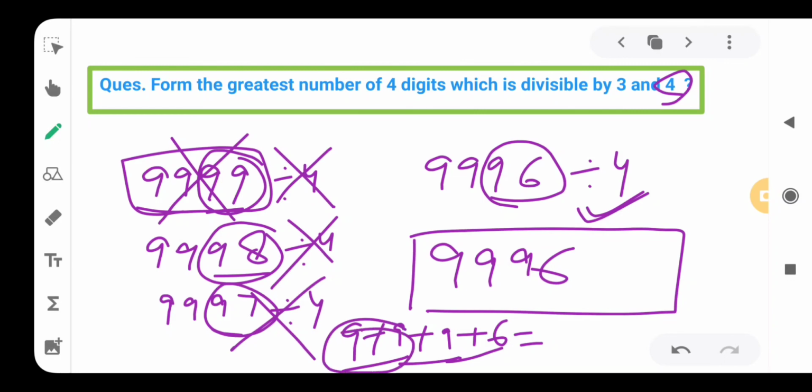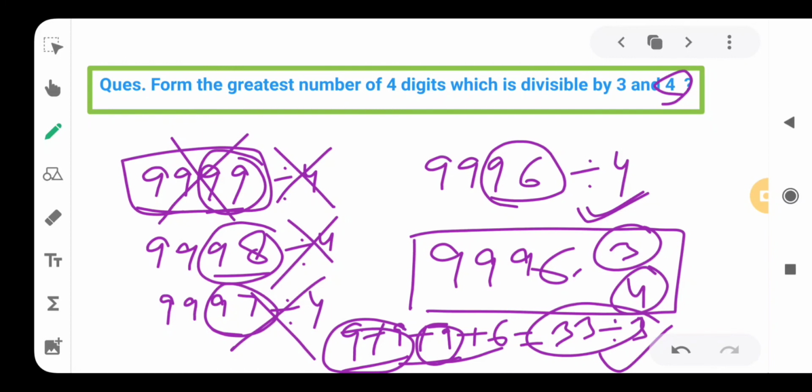9 plus 9 is 18, 27, 28, 29, 30, 31, 32, 33, and 33 is also divisible by 3. Yes, it is divisible by 3. So this number, 9999, is divisible by both 3 and 4. So this is the greatest number which is divisible by 3 and 4 both.